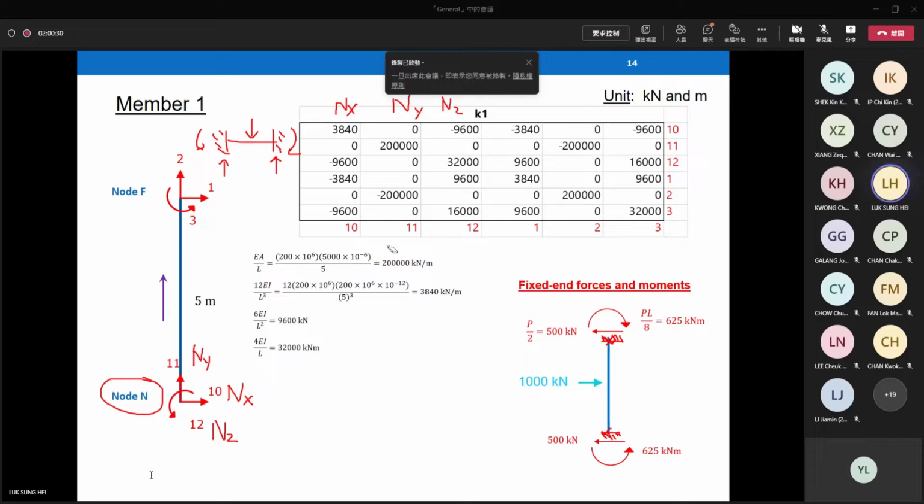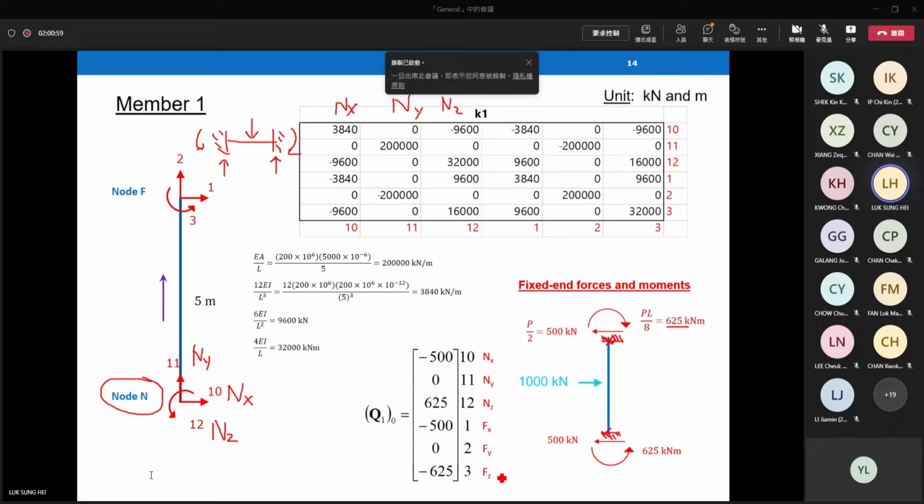We know the force, and we know the length. The length is 5 meters. So PL over 8 gives the fixed end moment. You have to finally convert the fixed end force and fixed end moment back to our vector form at element level. In the vector form at element level, we follow the order nx, ny, nz, fx, fy, fz.